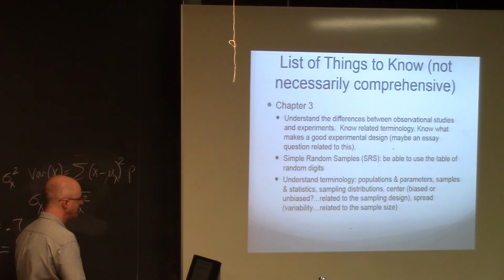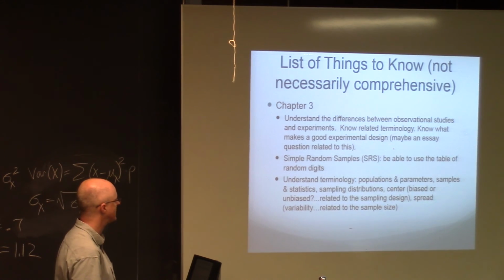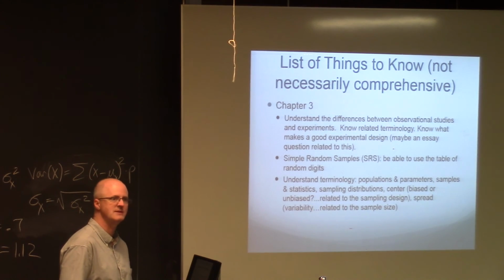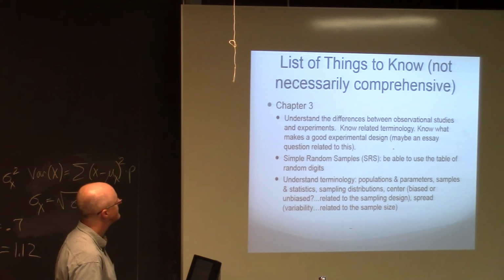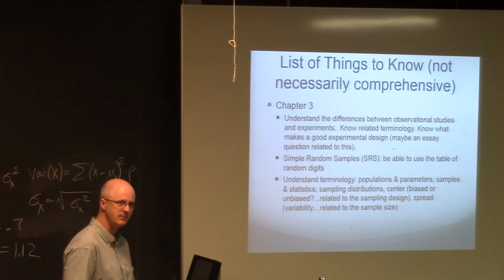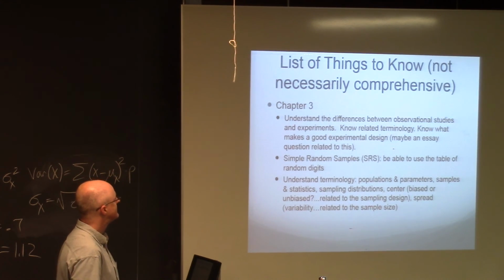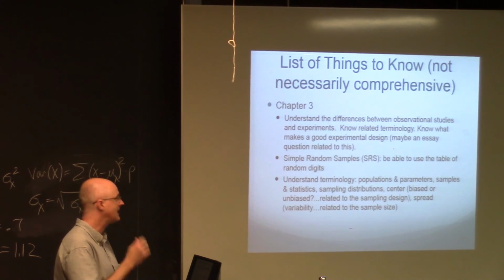Chapter 3, understand some terminology, the difference between observational studies and experiments, and be able to identify them. Related terminology for experiments: there are the factors and the levels and that kind of stuff. Know what makes a good experimental design, maybe true, false, multiple choice questions, maybe a short essay question related to those ideas. Simple random samples, be able to use the table of random digits even if you've got 2 digits at a time.